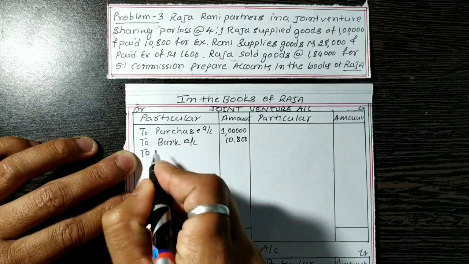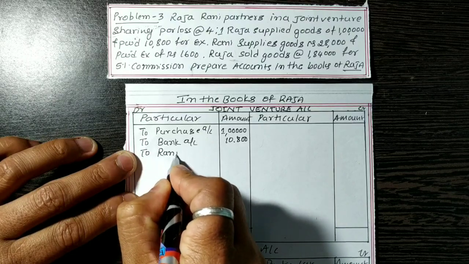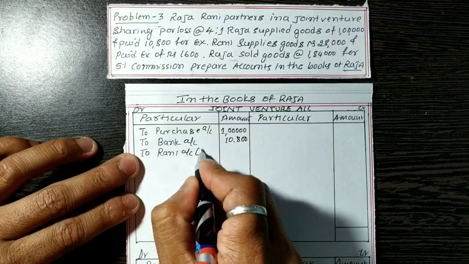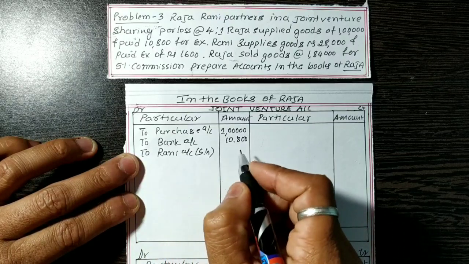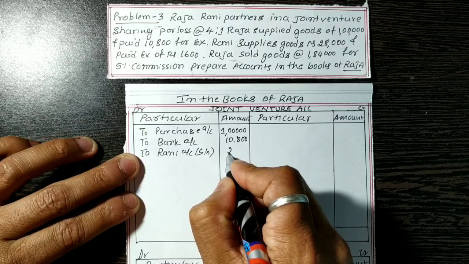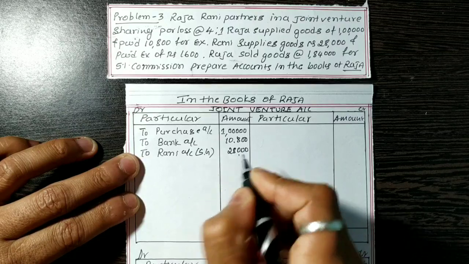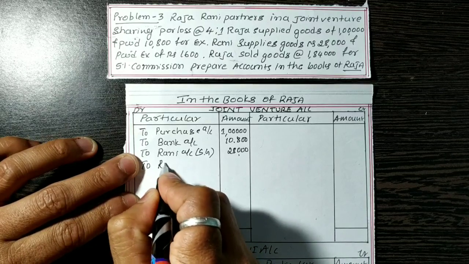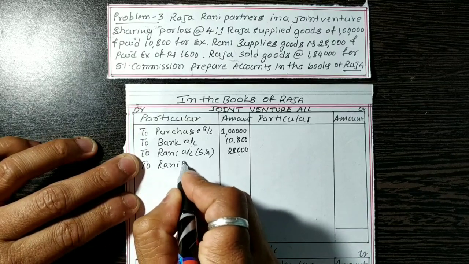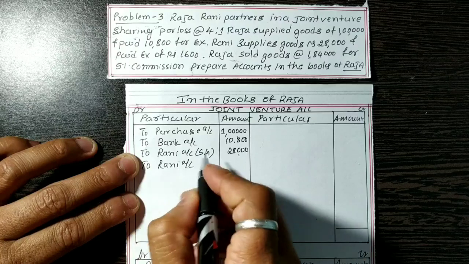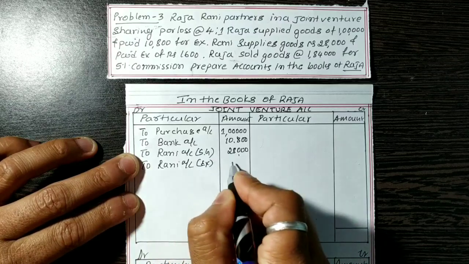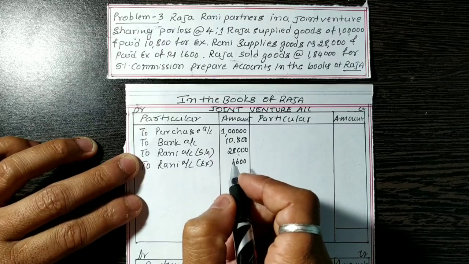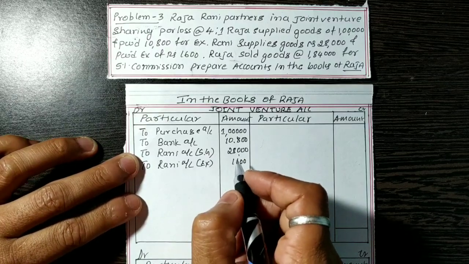Next, Rani supplied goods of rupees 28,000 and paid expenses of rupees 1,600. So we can write the name of Rani. Joint Venture Account debit, To Rani Account, for supplied goods 28,000. And she made expenses of 1,600, so To Rani Account, expenses 1,600.